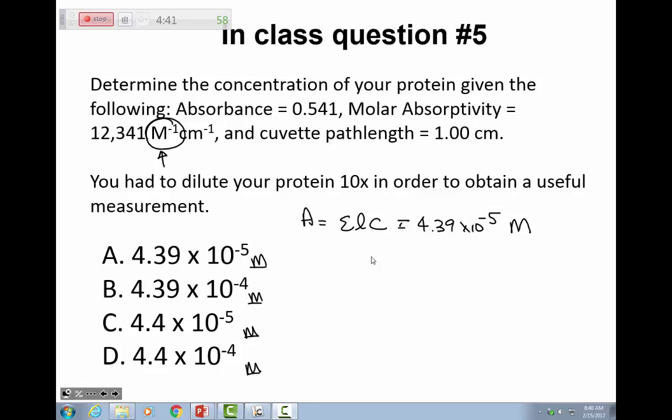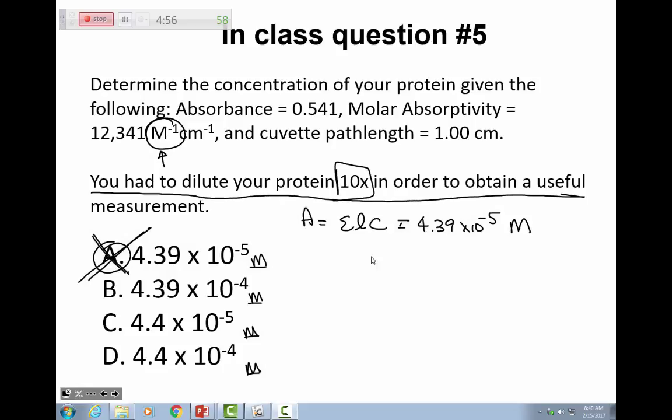Okay, so is that my answer? A? False. Why is it not A? There's a huge sentence here: 10 times. That means when I measure the absorbance at 280, my sample is actually 10 times less concentrated than my actual tube of protein.